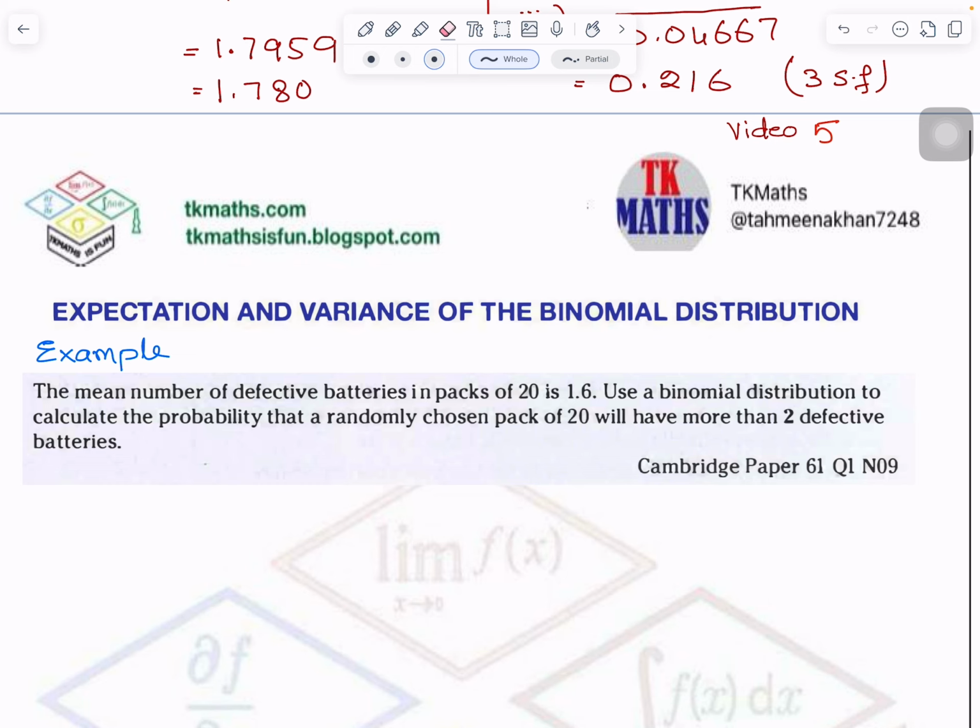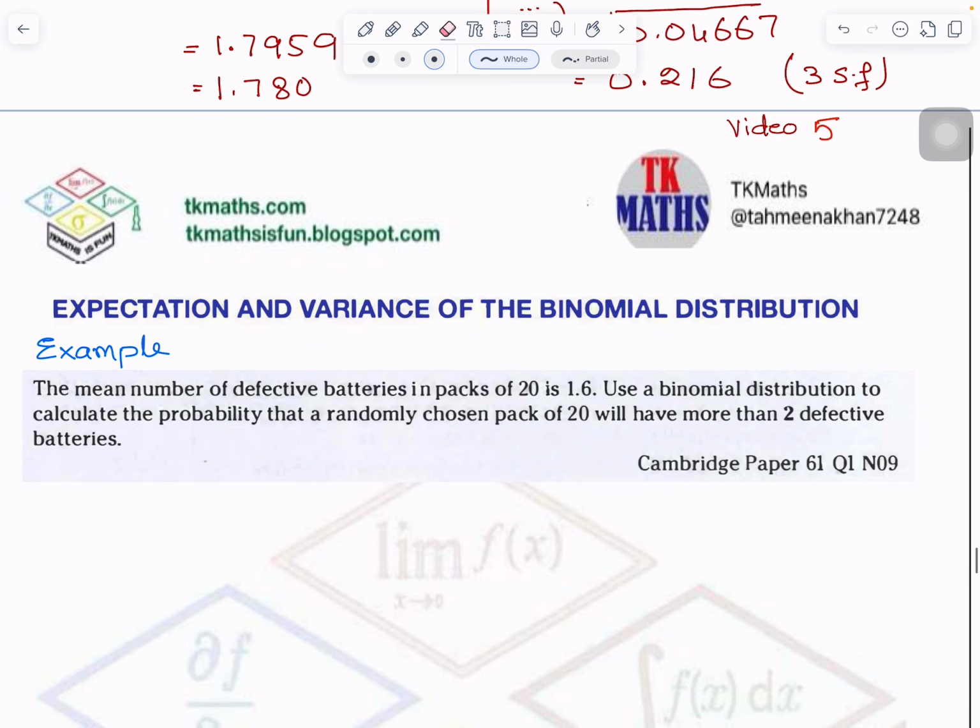So what is given to you here? If I write down the distribution here, it is 20 and defective. The mean number of defective batteries in a pack of 20 is 1.6. So sorry, 1.6 is the mean. Okay, so this we don't know. We will find this out.